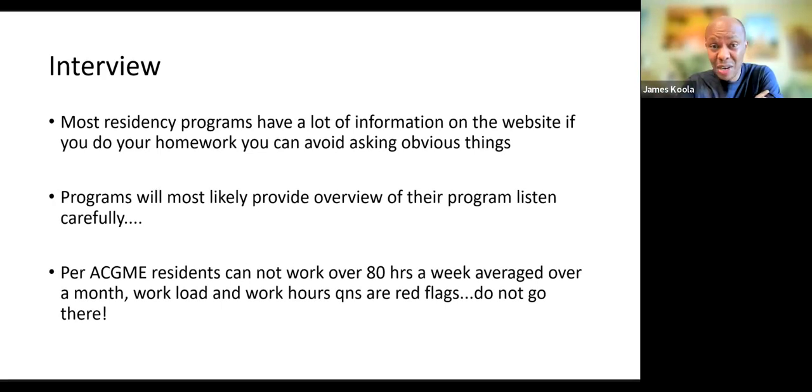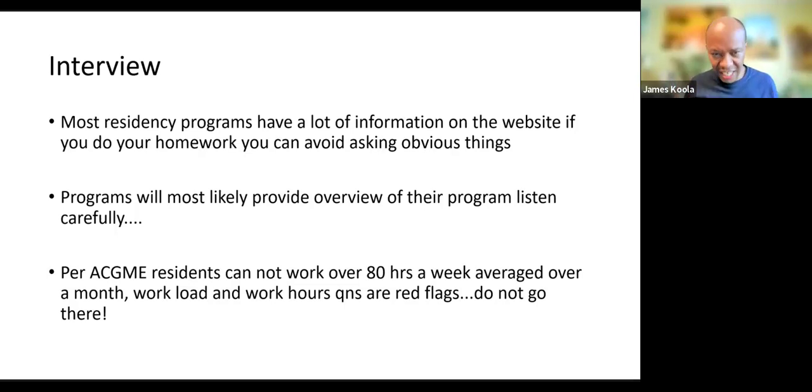Most residency programs have information on their website. When you read about it, you'll avoid asking common questions. Most programs will also give you a rundown on the day of the interview. The program directors will tell you about the program. Listen carefully and don't ask again. The thing we hate is that we finish talking to you for about 30 minutes about the program, and then you ask the same question that I just answered. I'm like, were you not listening?